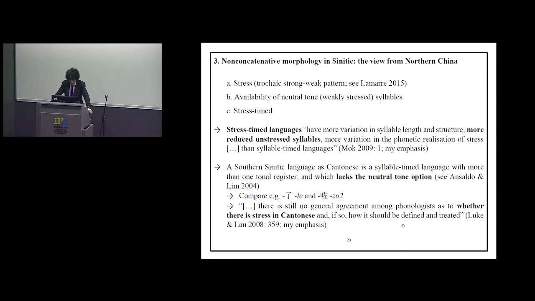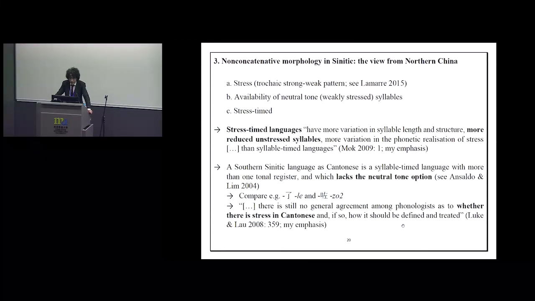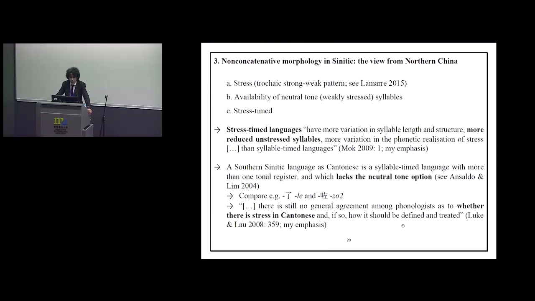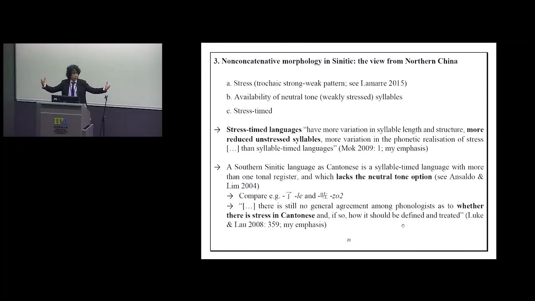As for non-concatenative morphology, research on it has been performed mostly on Northern Sinitic, also because in Northern Sinitic it's easier to find and easier to spot. Let's say it's more obvious. And we know that there are many typological differences between Northern Sinitic and Southern Sinitic. It's like the two poles of Sinitic in a way.